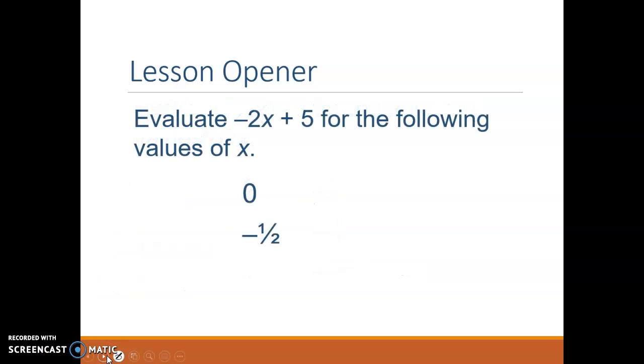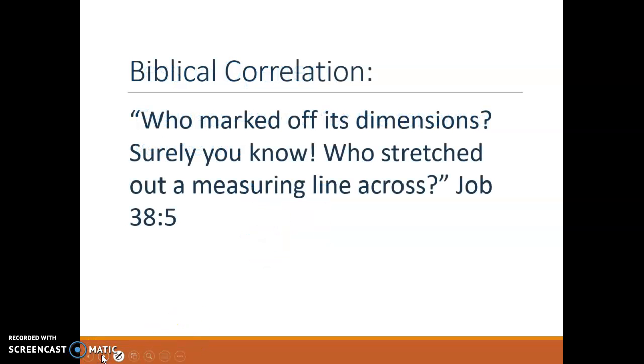Let's evaluate negative 2x plus 5 for the following values of x. Do this on your own. Plug those in using substitution, use parentheses, and tell me what you get. Well, negative 2 times 0 plus 5 is just 5, because negative 2 times 0 is 0. And negative 2 times negative 1/2 plus 5 is actually 6. Negative 2 times negative 1/2 is positive 1, and positive 1 plus 5 is 6. Hopefully you got both of those.